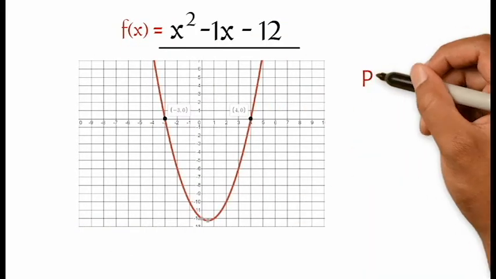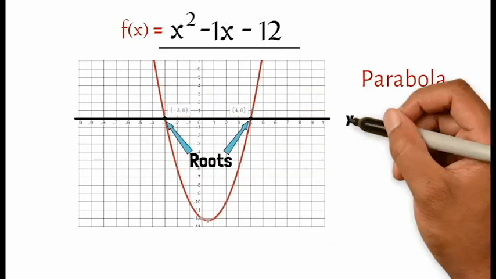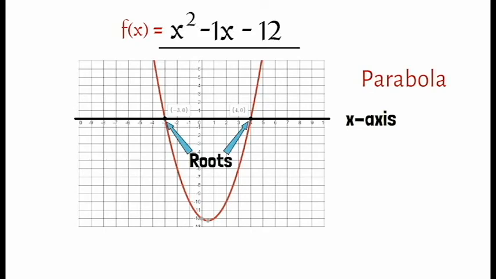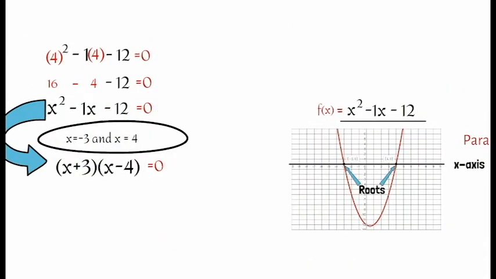This function is a parabola with two roots. Roots are where the parabola crosses the x-axis. Notice that the roots for this function are also negative 3 and 4.